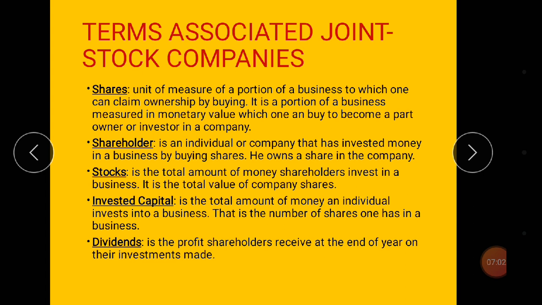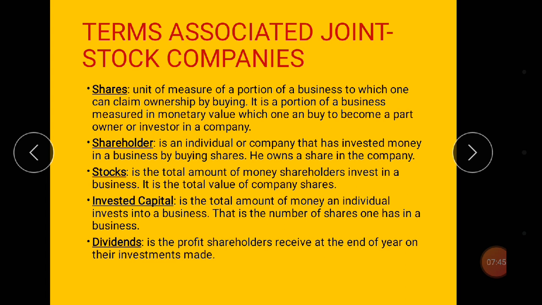So if Ama bought 10,000 cedis worth of shares, it means that Ama's invested capital is 10,000. If Ajwa bought 3,000 cedis worth of shares, it means Ajwa's invested capital is 3,000 cedis. So with this, we can say that the stock is the total invested capital of all shareholders. But the individual person's money that they invested into the business is what we call the invested capital. Okay, so the total amount of money an individual invests into a business, that is the number of shares one has in a business. Then dividends.